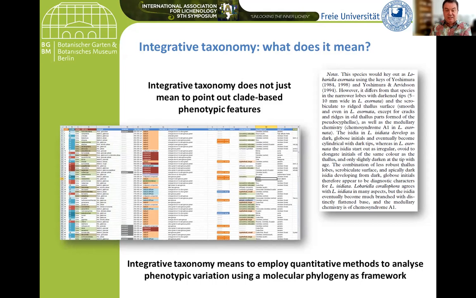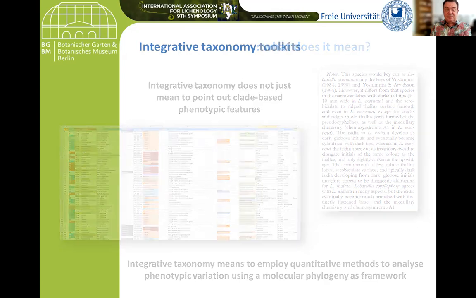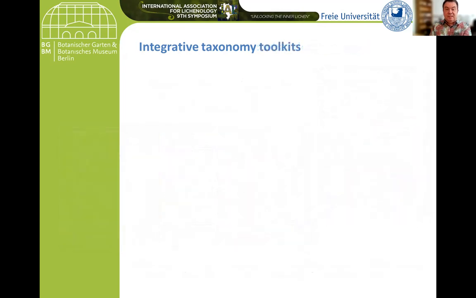which means you usually need a character table, and that is a lot of work, and this is the reason why many people don't do that. It's actually much more difficult to assemble such a character table than going to the lab and sequence a couple of 100 specimens. But there's a lot of integrative taxonomy toolkits that we can use.